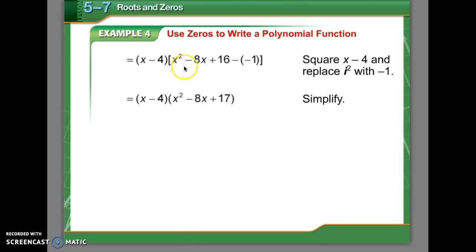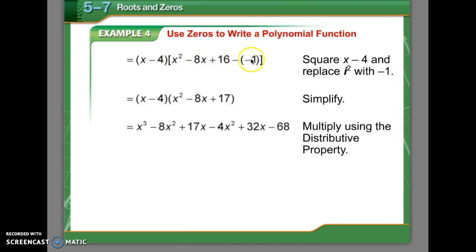And when we multiply that out, we get the following right here. And if we simplify that, we get x squared minus 8x plus 17. And then we're going to multiply everything in here times x minus 4. When we do that, we get all of these terms. We combine our like terms and simplify, and we end up with x cubed minus 12x squared plus 49x minus 68 as our final answer.